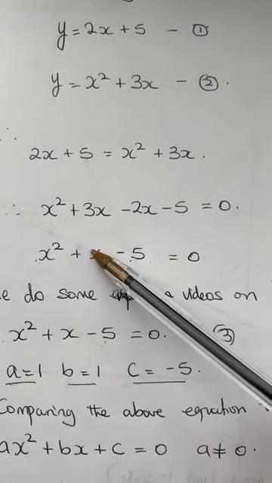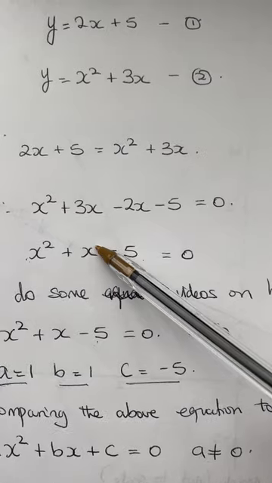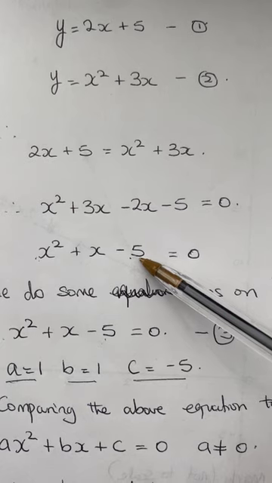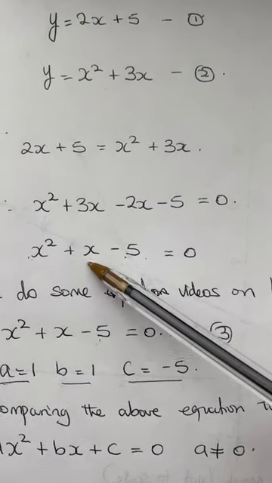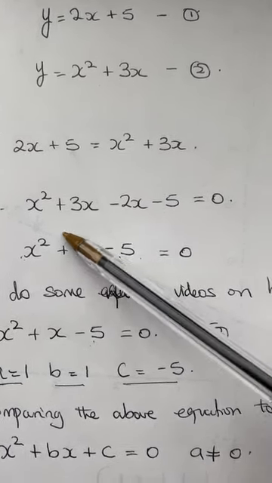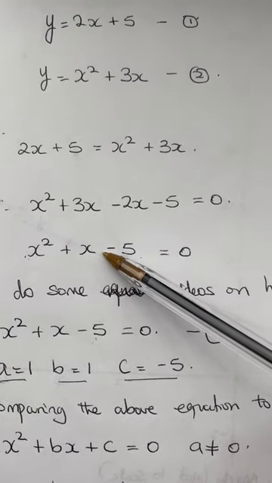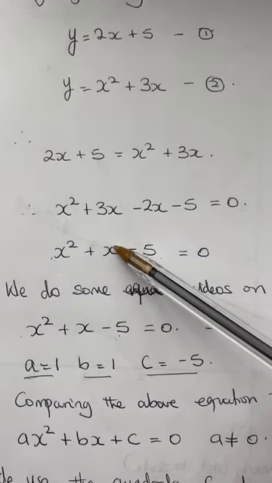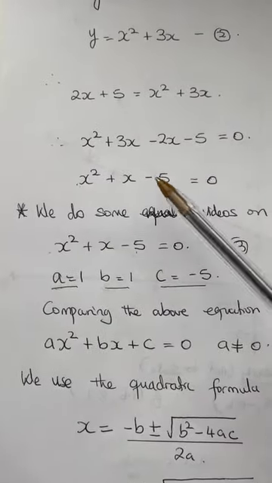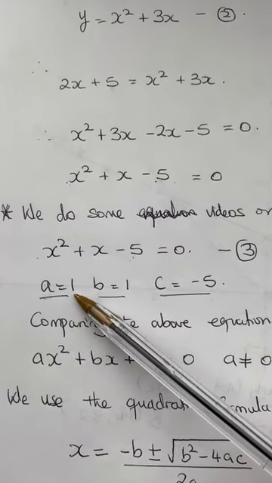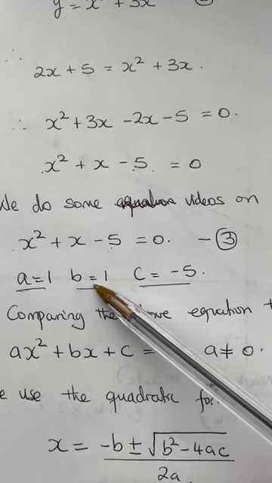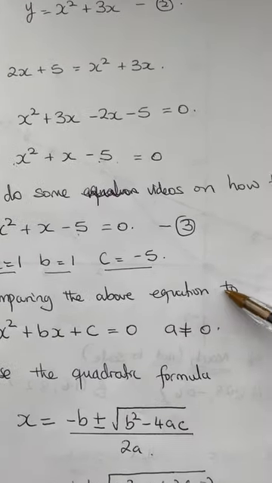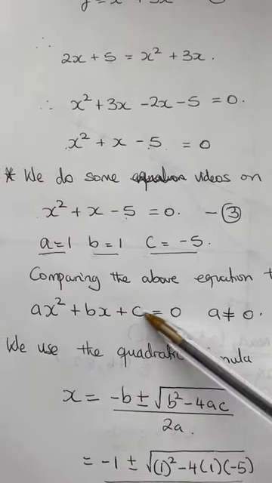We need two numbers that, when you multiply them together, you get minus 5, but when you add them, you get plus 1. And we can't find any two numbers. Because of that, it will be difficult to solve this equation. But from this equation, A equals 1, B equals 1, and C equals minus 5. So comparing the above equation, it is in this form.